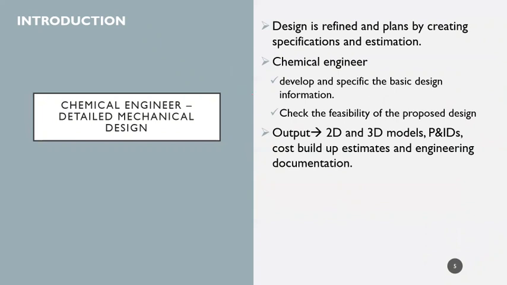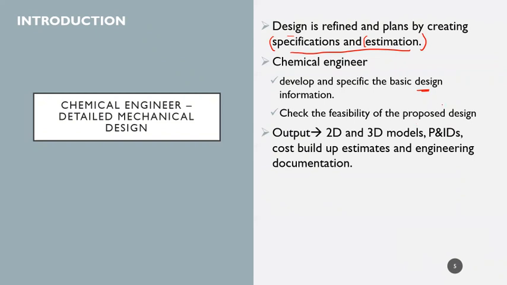Okay, as a chemical engineer, we do not undertake the detailed design. Usually, all the detailed design will be conducted by a mechanical engineer. But as a chemical engineer, we will develop and specify the basic design information. What is the definition of design? Design is refined plans created by producing specifications and estimations. So this is the role of the chemical engineer. We create the specification, provide the basic design information, and perform the estimation, especially the cost estimation of the proposed equipment. And lastly, as chemical engineers, we are involved in checking the feasibility of the proposed design.